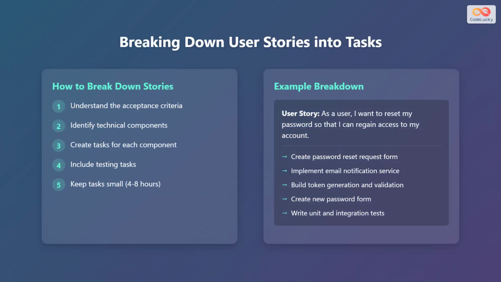Now let's discuss breaking down user stories into tasks. Here's how to break down stories. Understand the acceptance criteria. Identify technical components. Create tasks for each component. Include testing tasks. Keep tasks small, 4 to 8 hours. Let's look at an example breakdown.